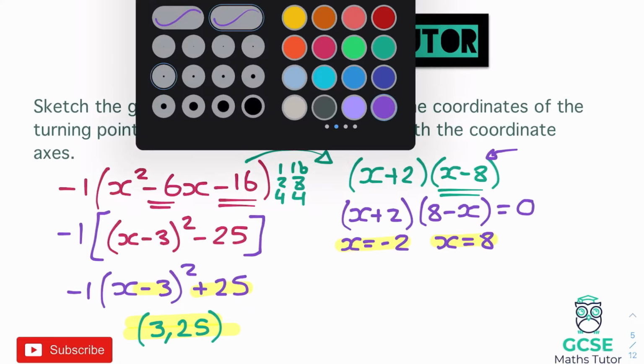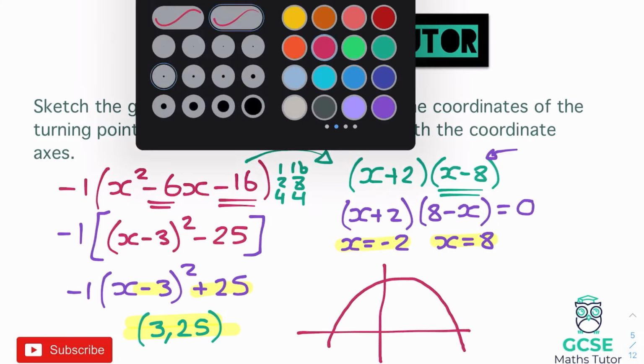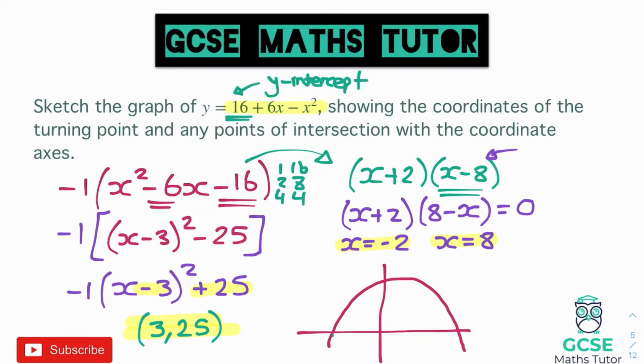All we need to do now is draw that sketch. And again, it is just a sketch, so let's just draw it as best we can. Let's have a look, it's going through -2 and 8, so it's coming sort of over here. And let's label all those points on. So -2, 8, we've got the y-intercept just there at 16, given to us in the question. And then we have this turning point just here, and that turning point is 3, 25, and there we go.